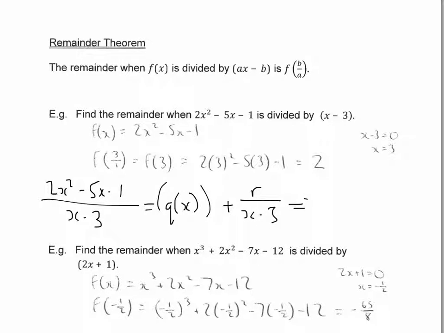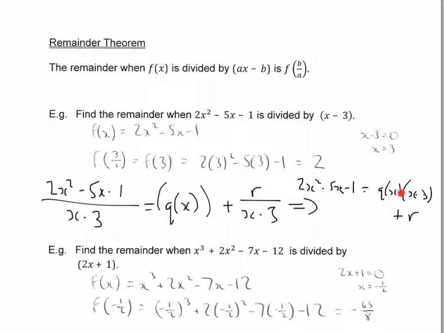Now, if I times through by x minus 3, I will get this statement here. I will get that 2x squared minus 5x minus 1 equals q(x) times x minus 3 plus r. So when you times through by this, it disappears on this side. When you times this term by x minus 3, it picks up that factor x minus 3. And when you times this by x minus 3, it just becomes r. Now, if you're interested in finding this remainder, you want all this stuff to disappear.